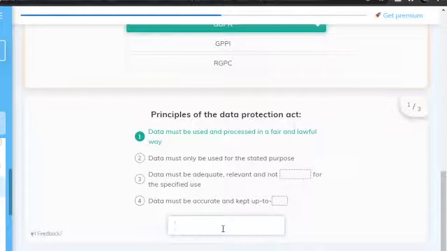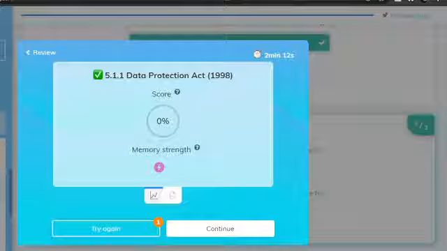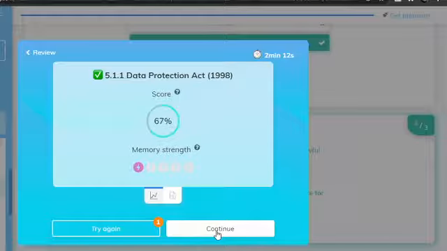Data must be adequate, relevant, and not excessive for that specified use. So obviously it won't ask for your entire life backstory when you are literally just going to buy milk. And data must be accurate and kept up to date. So obviously they can't have something from you when you were 14, because that is different from when you're 25.